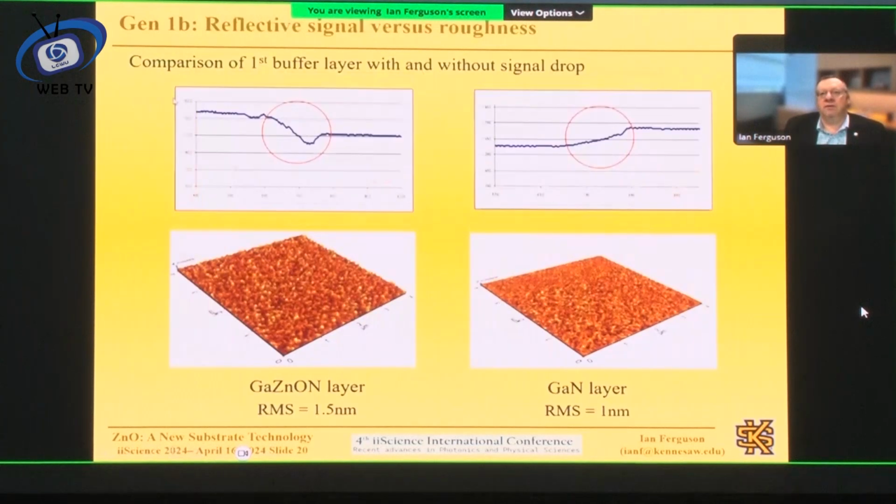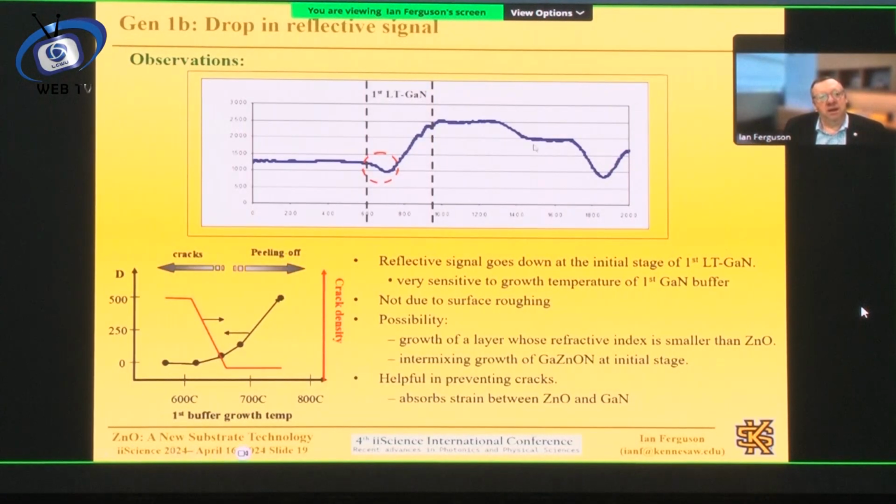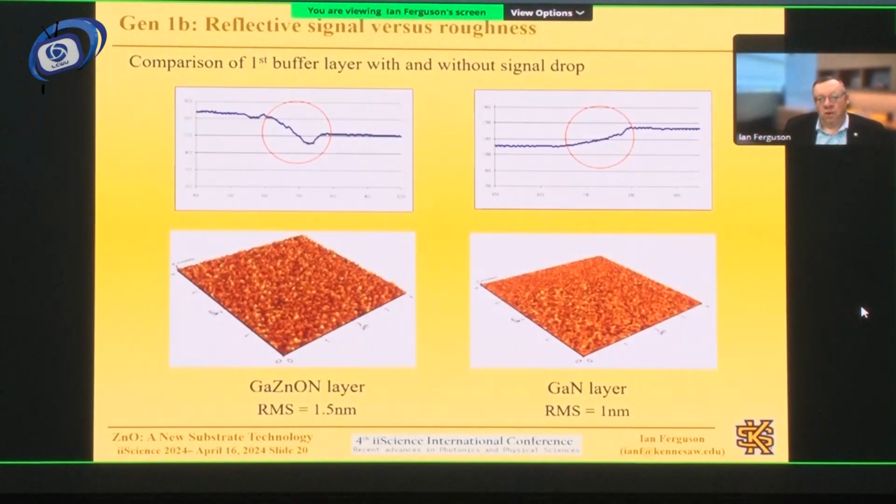Our observations were kind of interesting. In our reflectivity measurement, we can see a slight dip in the reflectivity. And if we had this, we could actually see cracking. So there's a very small window between where we would see some type of cracking in the layer and some type of peeling off. So we defined a buffer layer temperature that was in a very defined window. Once we solved that, there was no evidence for zinc and oxygen diffusion within the gallium nitride layers, and we tended to see a more pure gallium nitride layer, and also the RMS roughness of the layer reduced.